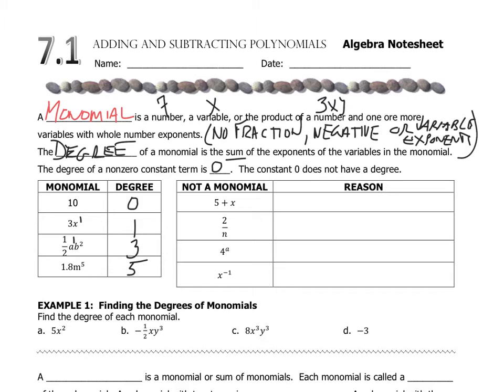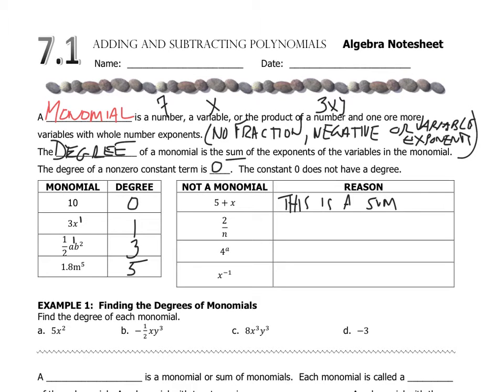So these are not monomials. So we want to just kind of make sure we understand why. All right? Monomials are a product. So this is not, because this is a sum. Don't get caught with that because we're adding 5 and x. This is not a monomial. That needs to be the product.